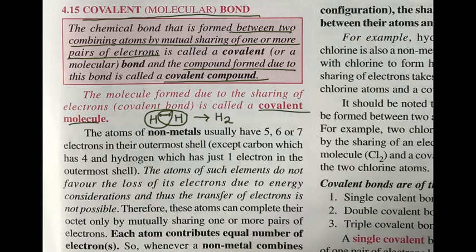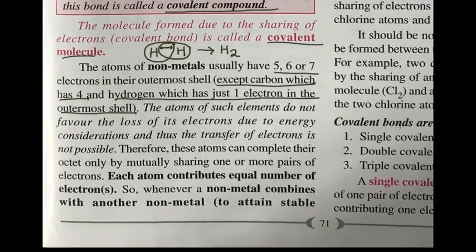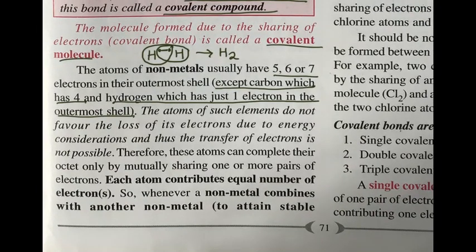Now you know the atoms of non-metals have 5, 6 or 7 electrons in their outermost shell, except, and this is very important, carbon, which has 4, and hydrogen, which has just 1 electron in the outermost shell. These elements do not favor the loss of electrons due to certain energy considerations, because they would be losing their outermost orbit and there would be disparity in the energy. So transfer of electrons is not possible. The only thing these atoms can do to complete their octet is by sharing.